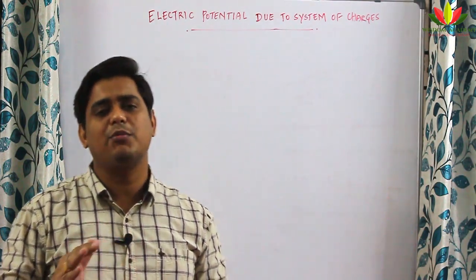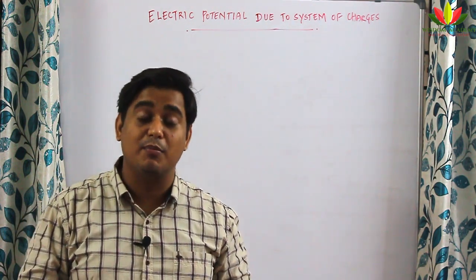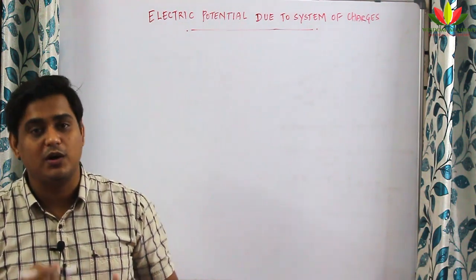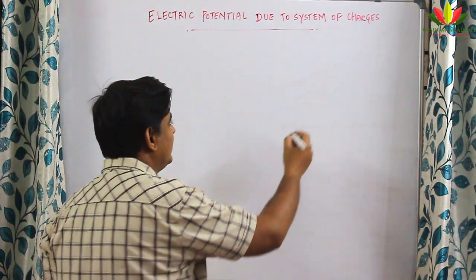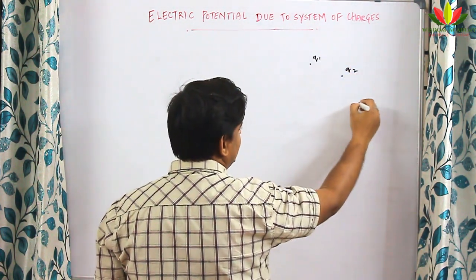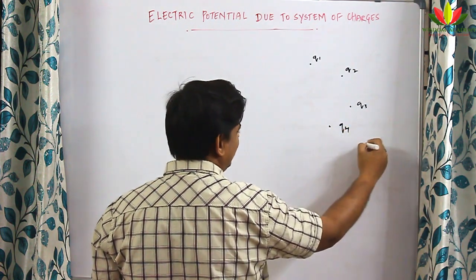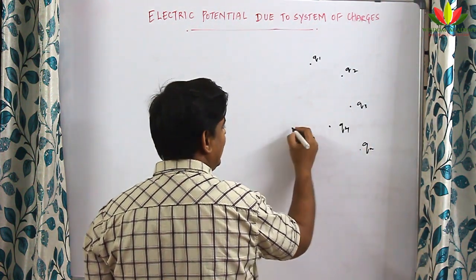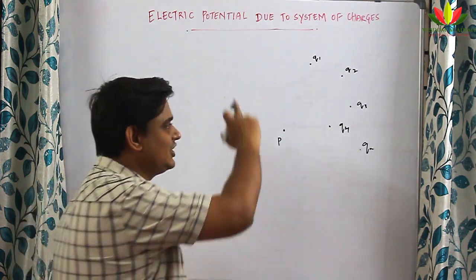Now, we have learned about electric potential for only single charge or for dipole. If there are more than two charges, then what would be the electric potential at a point? So, suppose I am taking a condition where I have a charge here Q1, I have a charge here Q2, a charge here Q3, a charge here Q4, and so on. I have n number of charges, okay, and at a point P I want to find what is the net potential due to all these charges.